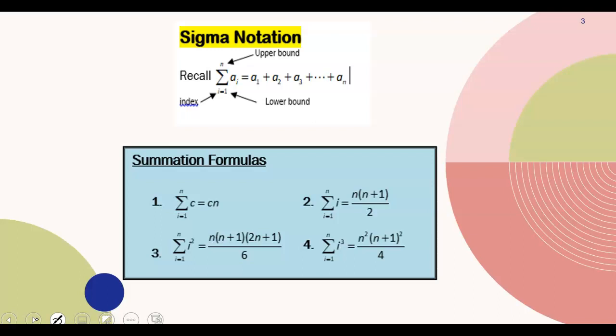So the first summation says that if you add up a constant from a through n, it's going to equal that constant times n. That should make sense. That is basically a Riemann sum, right? So it's the width of the rectangle times the height of the rectangle. The constant's the height of the rectangle. And then if you start getting into x squared, x cubed, those are your summation formulas for each of those. So again, constant, x squared, x cubed.